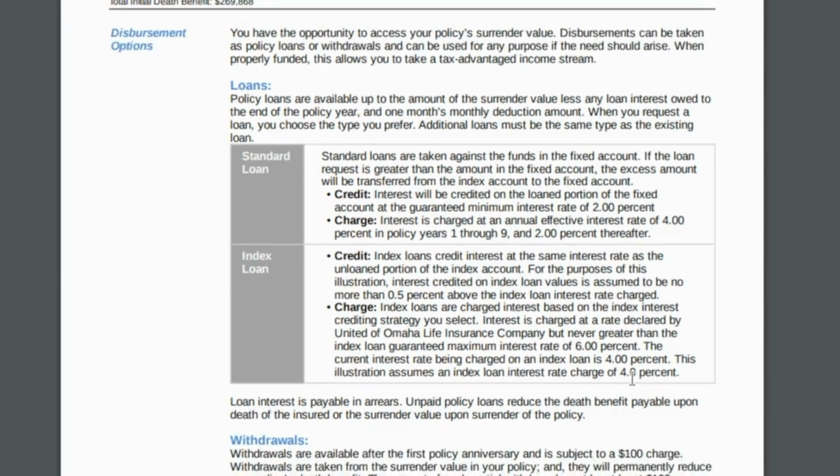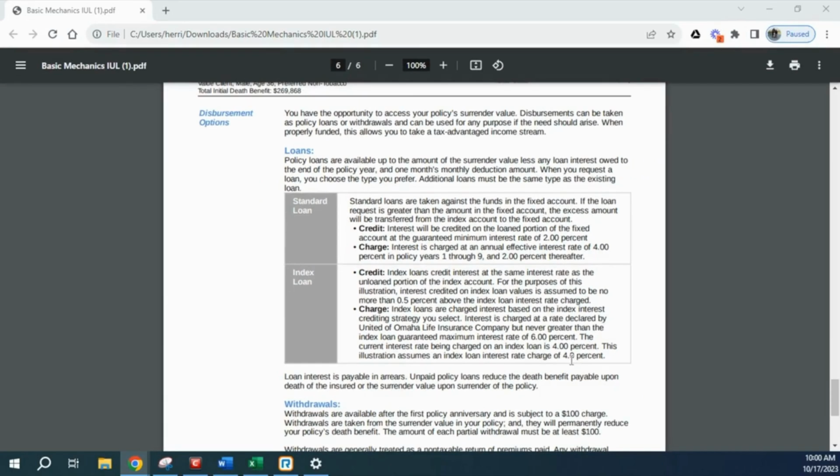So it's very important when you take loans that you know how these loans work, that you know that if an agent's just sending you an illustration with index loans and not explaining index loans, you really need to make sure you're working with companies like us here at Insurance and Estates, where I go through and explain this chart to you and make sure you understand how index loans work.